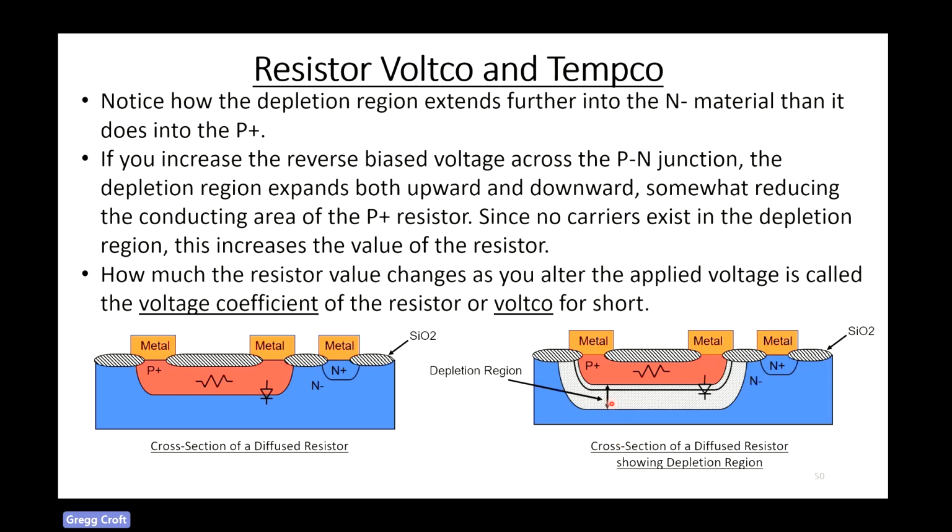And as it expands upward, it eats into the P plus resistor a little bit. Because depletion regions don't have any carriers in them, that means you're reducing the channel width of this P plus resistor, so you end up increasing the value of the resistor. That's known as Voltco. So the voltage you apply to this resistor and the body contact can have an effect on the actual value of the resistor. And that's called voltage coefficient, or Voltco for short.